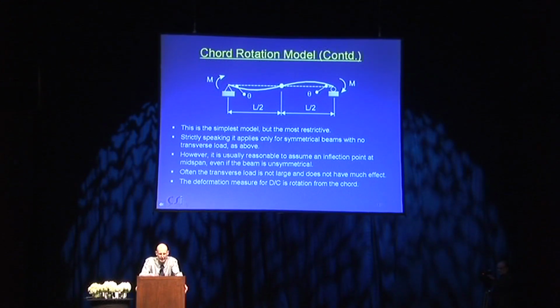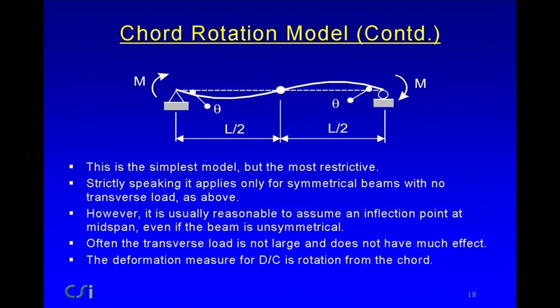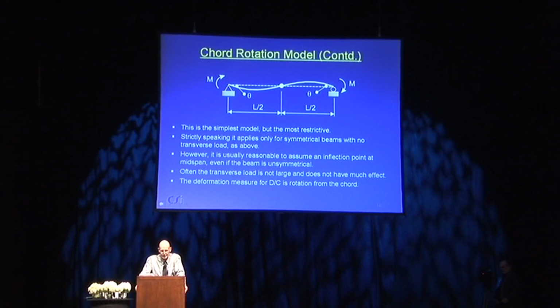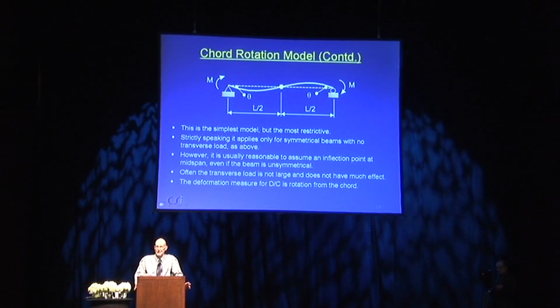So strictly speaking, it applies only to symmetrical beams with no transverse load. However, it's usually reasonable to assume an inflection point at midspan. Even if the beam is unsymmetrical, why not assume it like that? It's good enough for practical purposes in most cases. Often the transverse load is not very large and doesn't have much effect. If it does, you can't really use this model. And the deformation measure now is directly the rotation from the chord. Theta is shown in the diagram there. And notice that if it was hinge rotation, it's like the plastic hinge rotation. Here we're talking about the total end rotation.